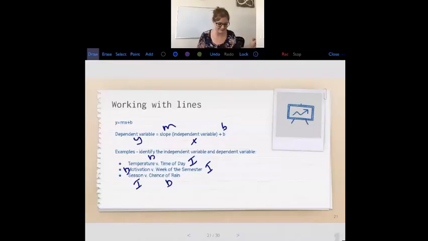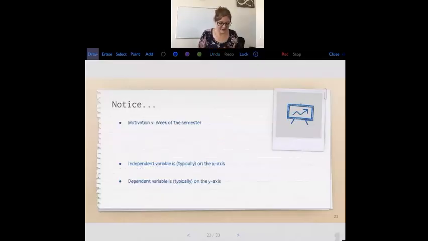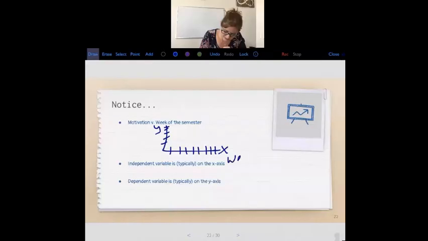scenario that you're given. So one thing to notice is, let's say we have motivation versus week of the semester. So typically when we graph these, let's say week 1, 2, 3, 4, 5, 6, 7, 8, and we have our motivation. Not sure how you quantify motivation, but whatever you want to use there. Percentages, maybe you have 100% at the beginning. Later on in our graph, so when we're labeling this, we can label this week of semester and motivation.